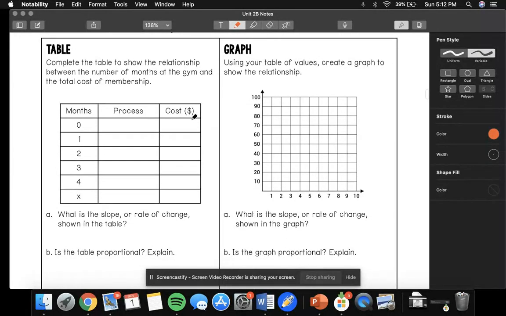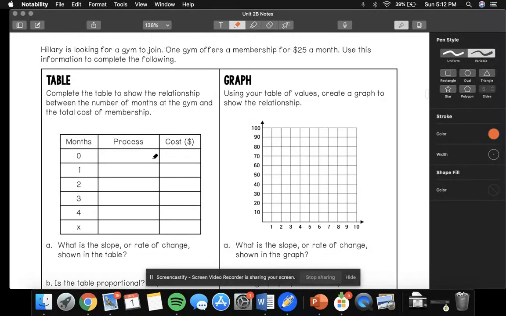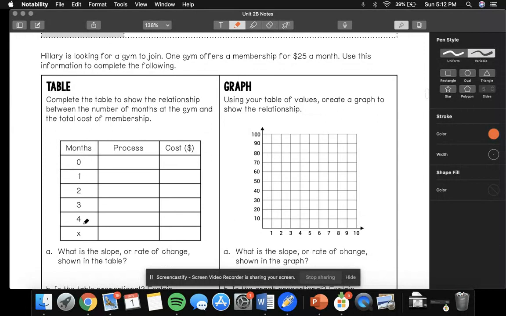So first, we're going to complete a table. Complete the table to show the relationship between the number of months at the gym and the total cost of the membership. Okay, so we have the number of months, which is our X, and the cost is our output. So we have our input, which is the number of months that Hillary can be working out at the gym, and the output would be the cost.